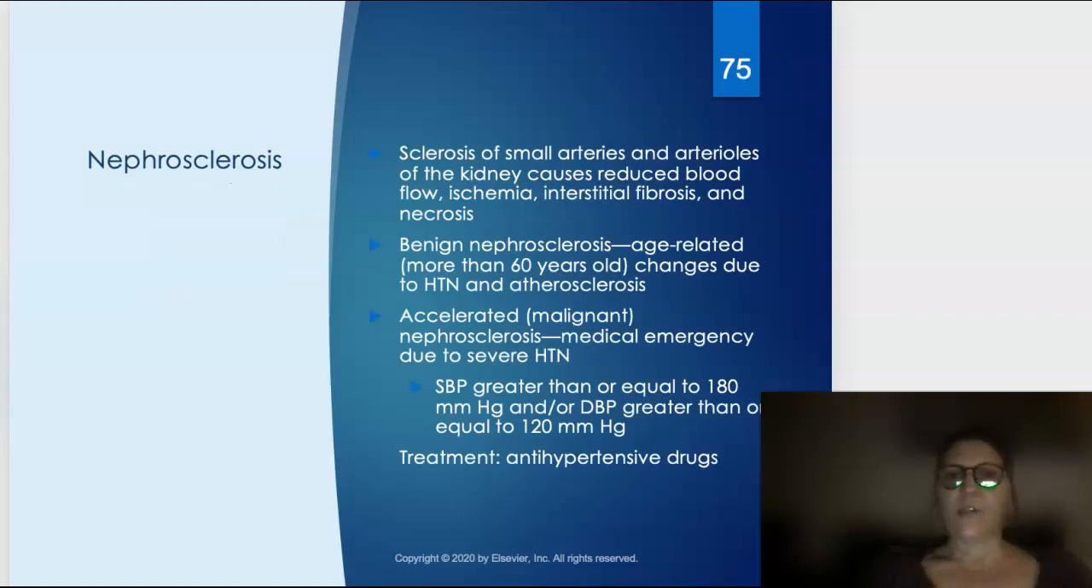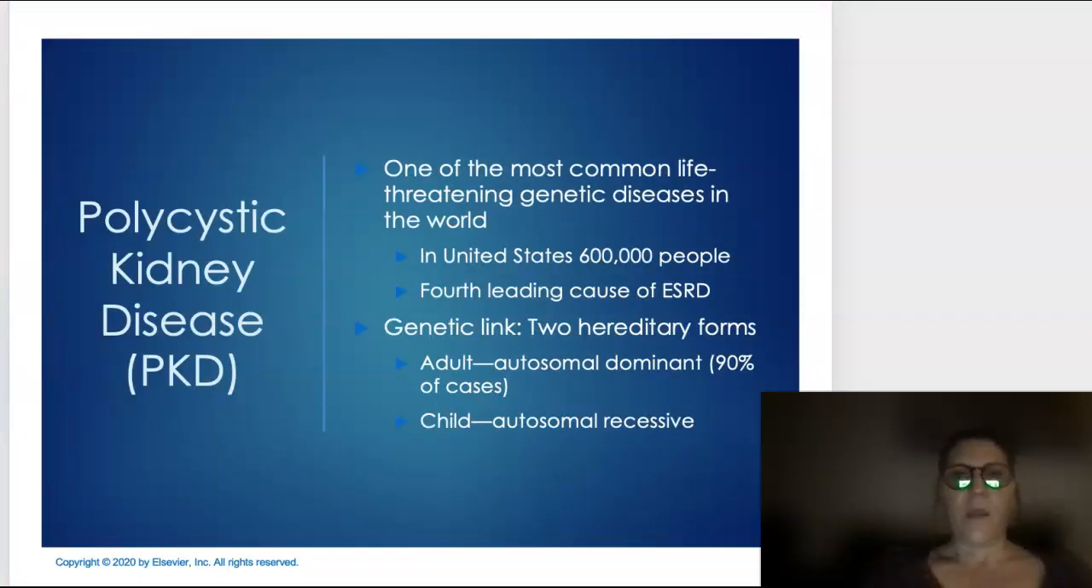Nephrosclerosis. It's a sclerosis of those small arteries and arterioles of the kidney, causing reduced blood flow, ischemia, interstitial fibrosis, and necrosis. So it could be benign, which is age-related, in people more than 60 years old, who just get sclerosis because people have hypertension, primarily. Accelerated, like malignant nephrosclerosis, is a medical emergency due to severe hypertension, where the systolic is more than 180 and the diastolic is greater or equal to 120. We treat this with antihypertensive medications.